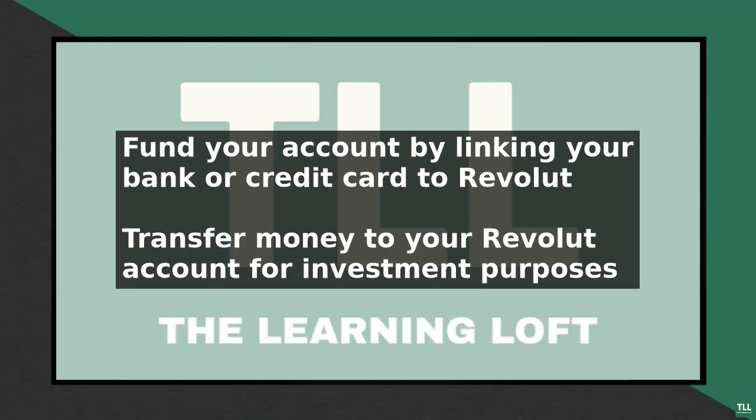To start investing, navigate to the investing section of the app and select the asset you want to invest in. Enter the amount you want to invest and confirm the transaction. Revolut will then execute the trade and update your portfolio in real time.